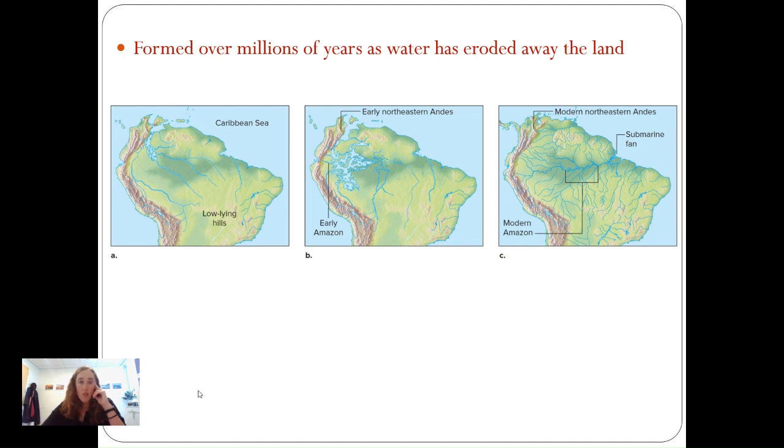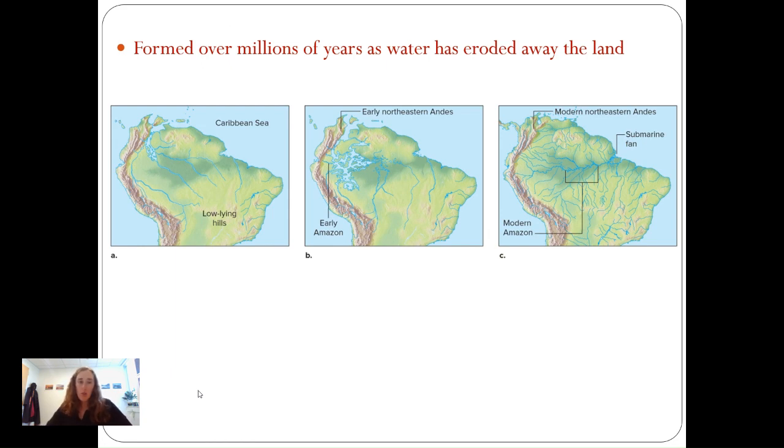So how do these form? They form over millions of years as water erodes away the land. So anytime it rains, rain erodes, carves rock away, it weathers away rock, as we already discussed. And then as it carves away rock and carves away land area, you will get this preferred drainage area, this preferred pattern of flow over millions of years, and you create a drainage basin over that amount of time.